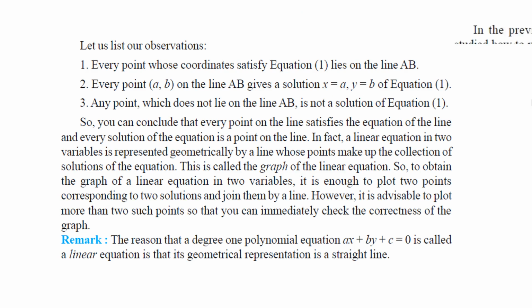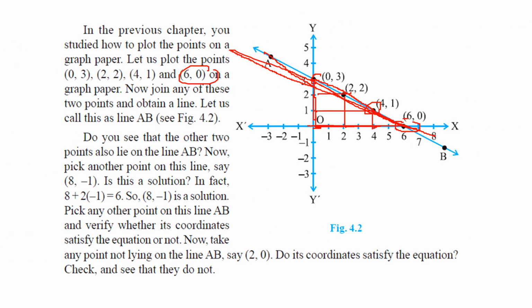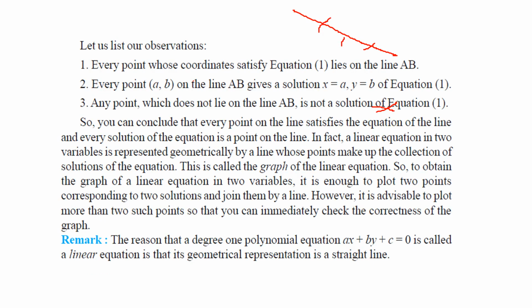Say, just check for 2, 0. X is 2, y is 0. This point doesn't lie on this line, so it's not a solution. Neither this point is a solution, nor that point is a solution. If I say 4, 4, put it in that equation, it is not going to satisfy it. So anything which doesn't lie on this line is not a solution, right?